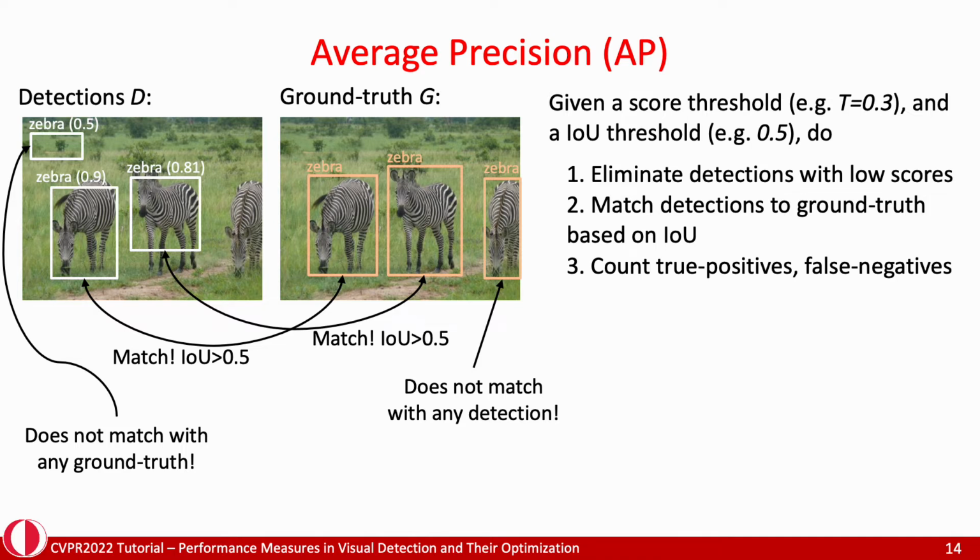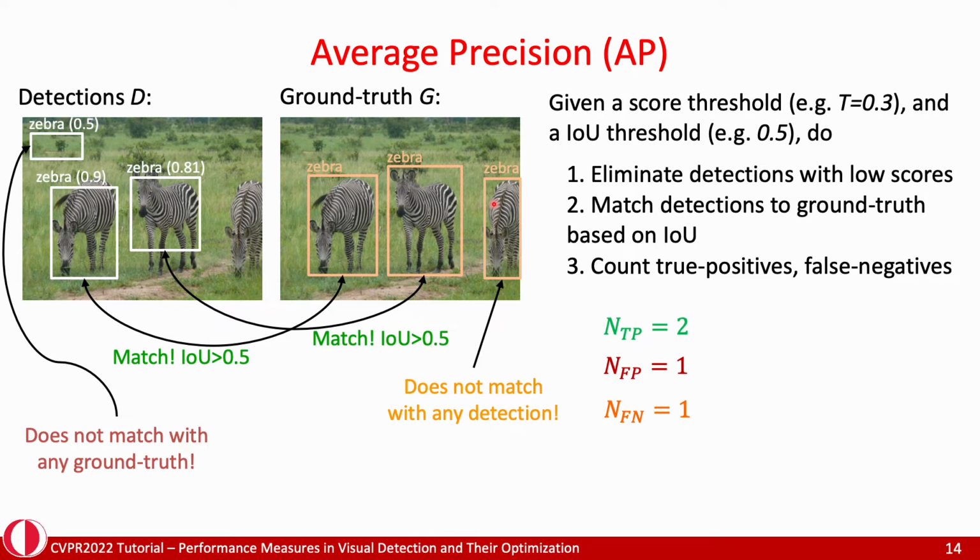Next step is to count the number of true positives. Because there are two matches, as shown here, the number of true positives is 2. We can also count the false positives, which is 1, which comes from this detection which did not match with any ground truth. And we can also count the false negatives, which is also 1, and it comes from this ground truth item which did not match with any detections.